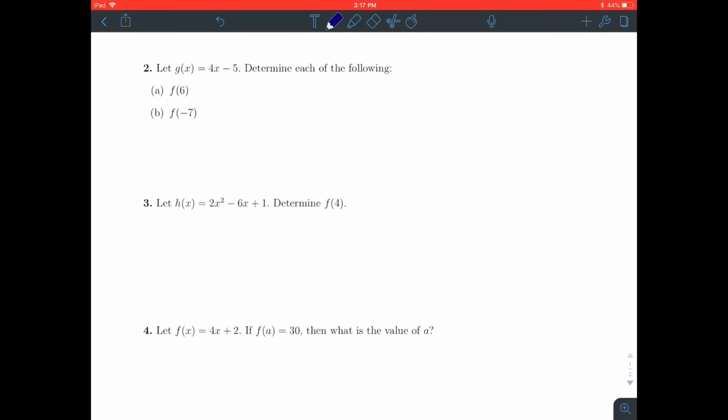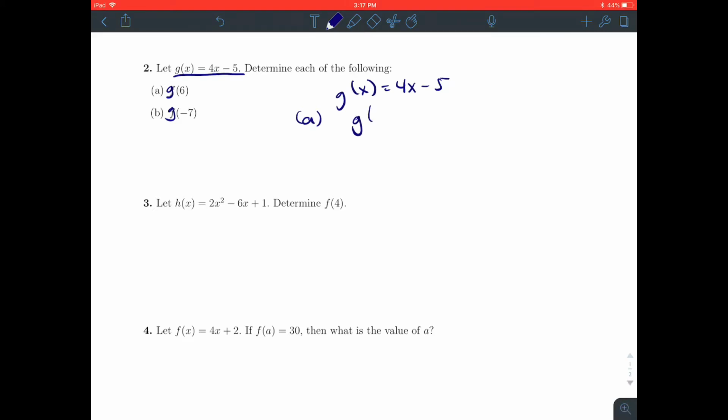For the next problem, it's the opposite. Instead of giving us a pattern and finding the rule, they give us the rule. g of x equals 4x minus 5. So for part A, it looks like this should have read g and g here, but I hope that didn't throw anyone off. It's a small typo.